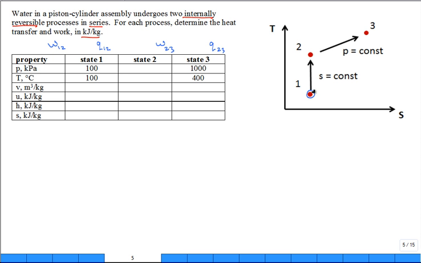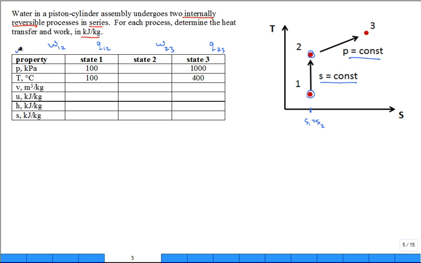What is going on between state 1 and 2? Well, it's isentropic. It's constant entropy. S is constant, okay? Isentropic. And so on a TS diagram, it's straight up. S1 is equal to S2. Now from 2 to 3, they say its pressure is equal to a constant. It just is a curve that's going up to the right on the TS diagram along a line of constant pressure. All right. Look at a table.